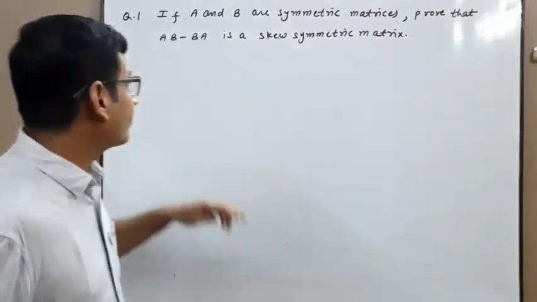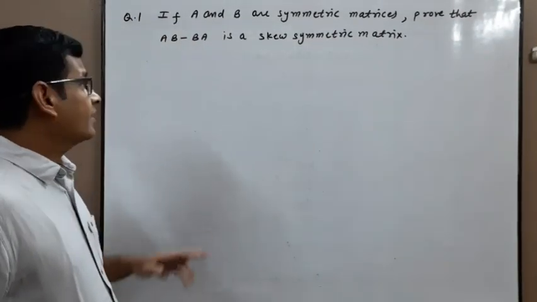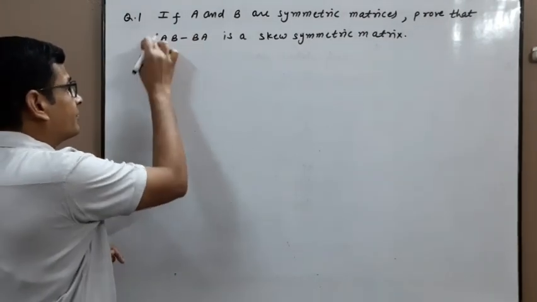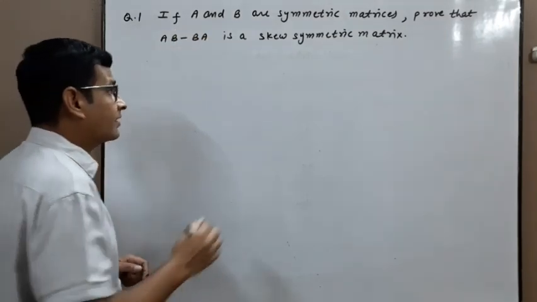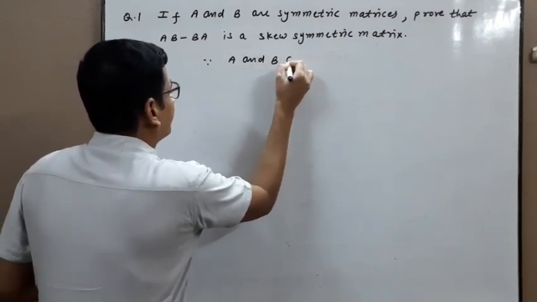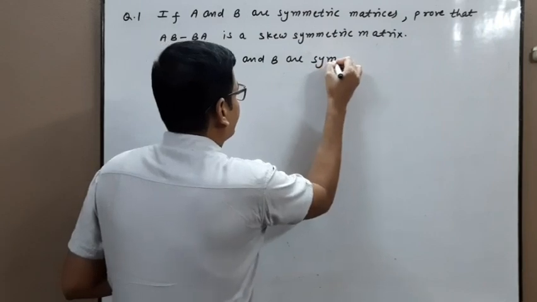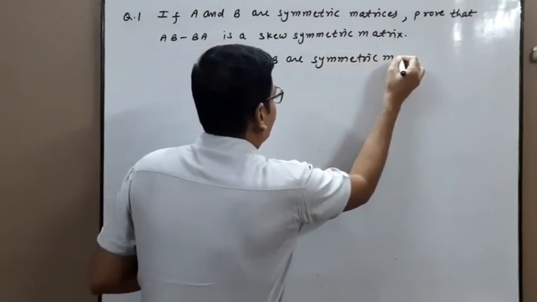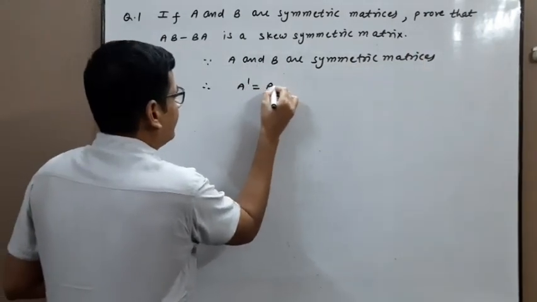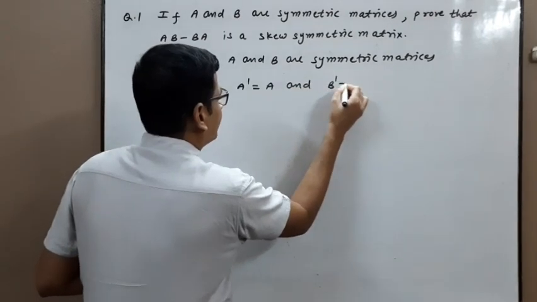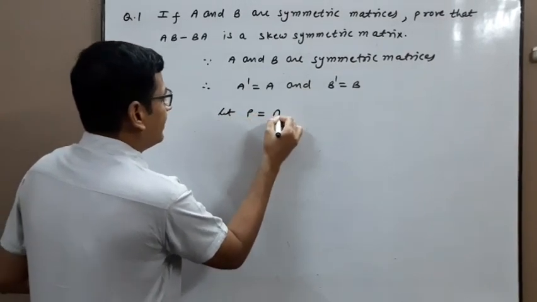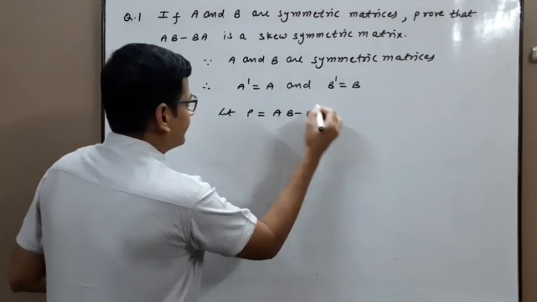Let's do some problems. If A and B are symmetric matrices, prove that AB minus BA is a symmetric matrix. That means we have to show the transpose of this matrix is equal to itself. Since A and B are symmetric matrices, therefore transpose of A equals A and transpose of B equals B. Let P equal AB minus BA for convenience.